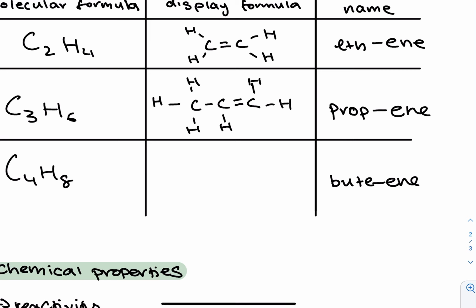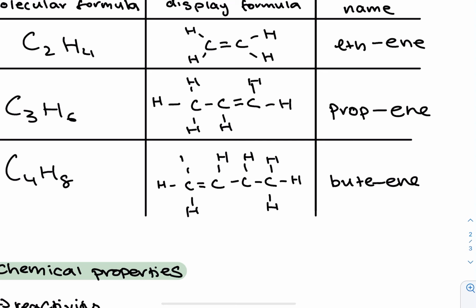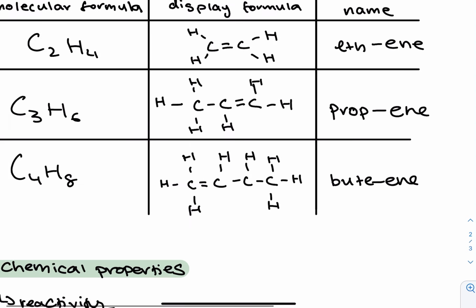And it's going to bond like this, with a double bond. And then we can do our other 2 carbons. And now we just make sure that each carbon atom is bonded to 4 other atoms. And that's how we get C4H8.